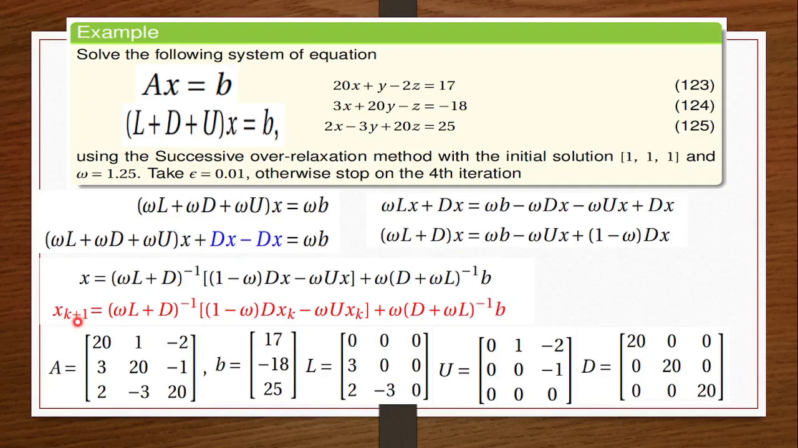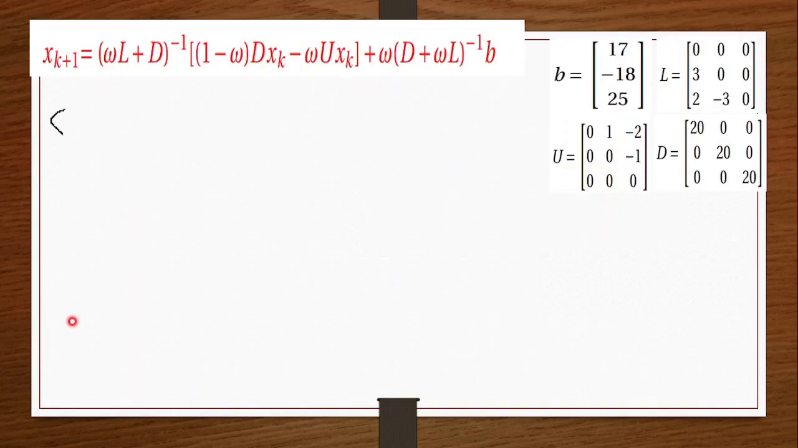Since you already know x0, we know that x0 is 1, but we don't know the value for x1. So we're going to find the values for x1, y1, and then z1. Using the formula above, as I indicated earlier, we are now going to find omega L plus D inverse.